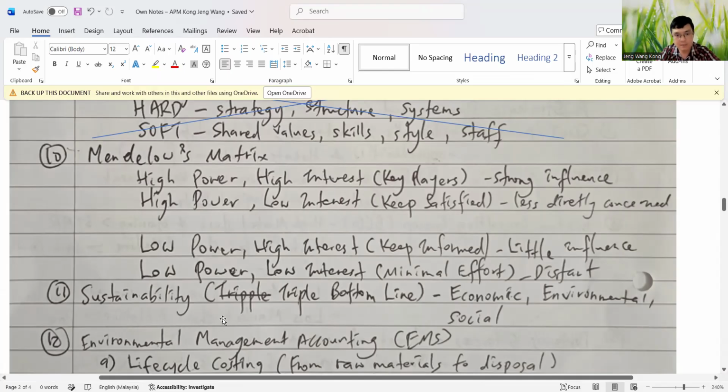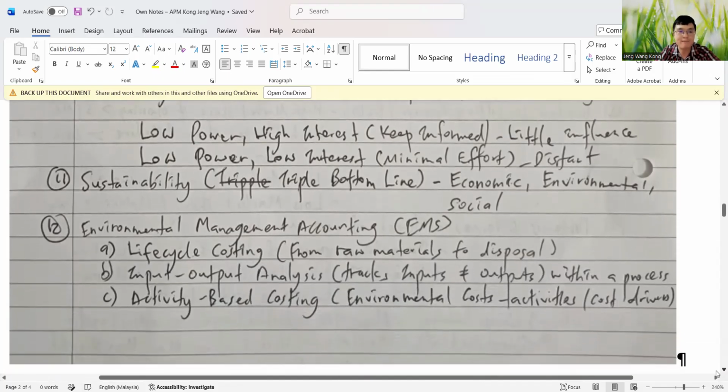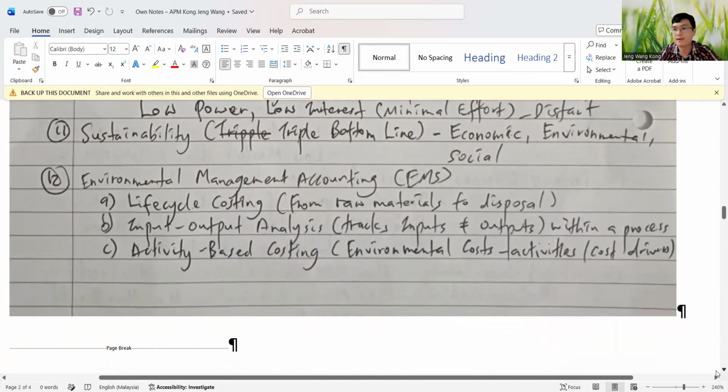Then we have sustainability, the triple bottom line, which is economic, environmental, and social. The new syllabus will use other terms, but the concept will be the same. So make sure we use the correct words and apply the concept correctly. Then we have environmental management accounting, EMA.